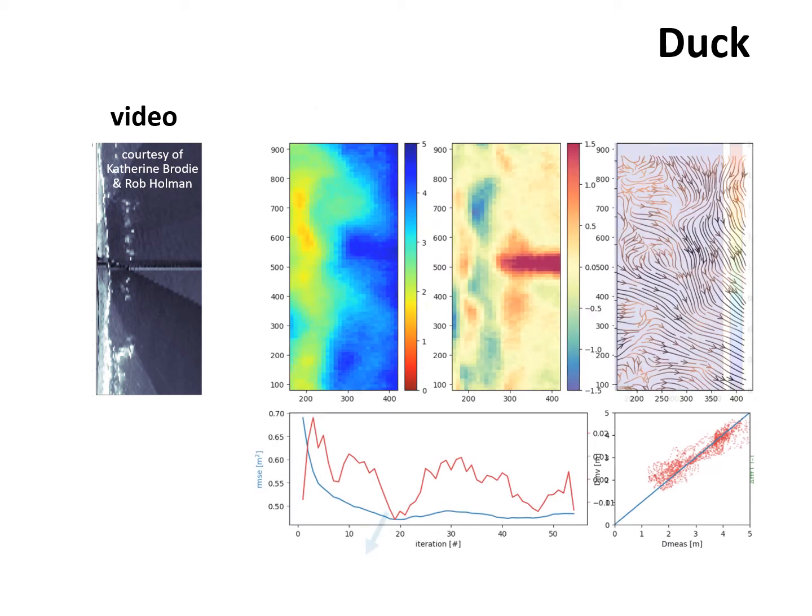Now let's get to some results. First of all, we tested this on Argus data from the field site of Duck in North Carolina. This is some data I got courtesy of Kate Brody and Rob Holman. And what you see here is the result we get.